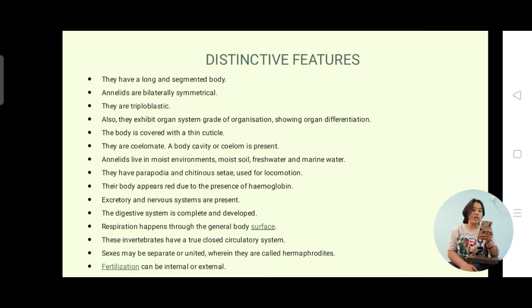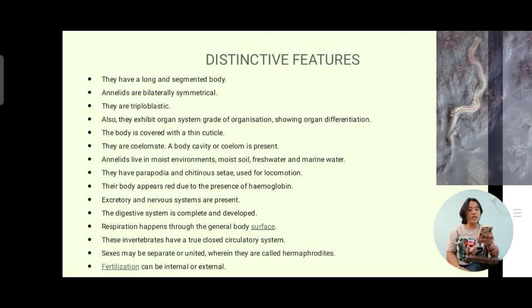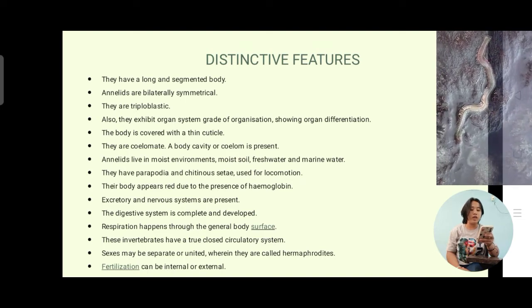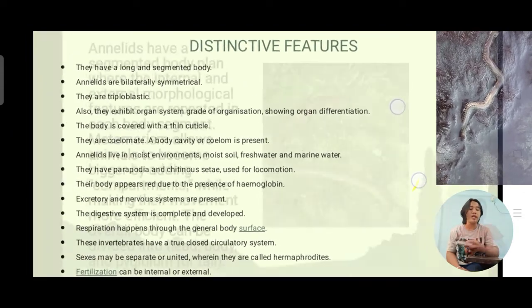Their body appears red due to the presence of hemoglobin. Excretory and nervous systems are present. The digestive system is complete and developed. Respiration happens through the general body surface. These invertebrates have a true closed circulatory system. And lastly, sexes may be separate or united, in which case they are called hermaphrodites.